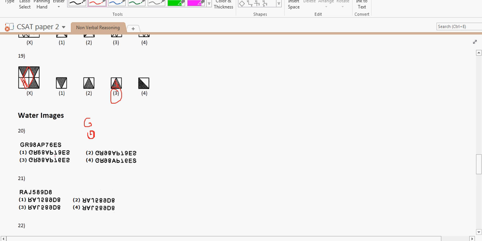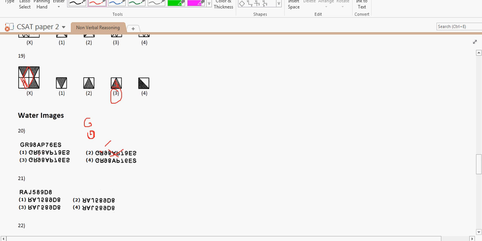So this seems to be right, but 7 seems to be right. 6 would become 9, yes. E would remain as it is. S would become something like this. So this seems to be right, but you have to be very careful. Just look at other choices as well. So what is wrong in this choice? Let's see. G is right. Is R right? R is not right, right? This leg of R has to be like this. So this is wrong.